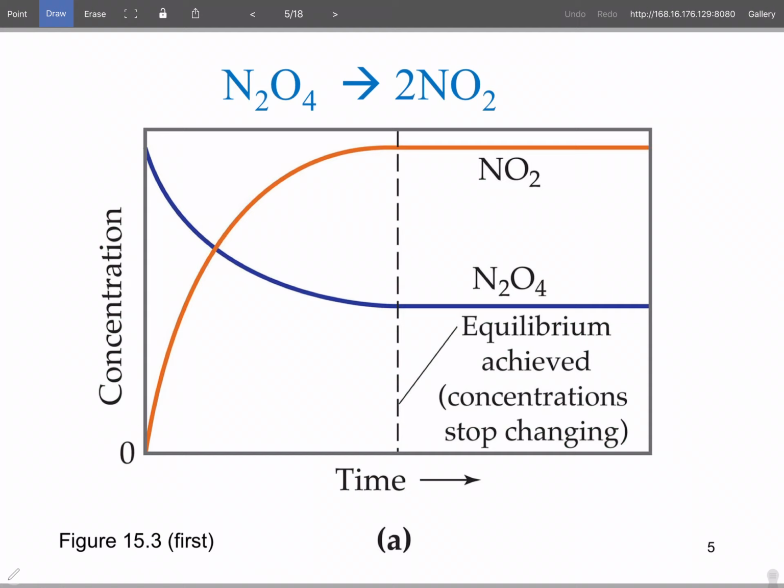So here's our equation. And notice that this is your equation. So your reactant drops, your product rises until they reach the point where they level off. So this is your dynamic condition, and they level off.